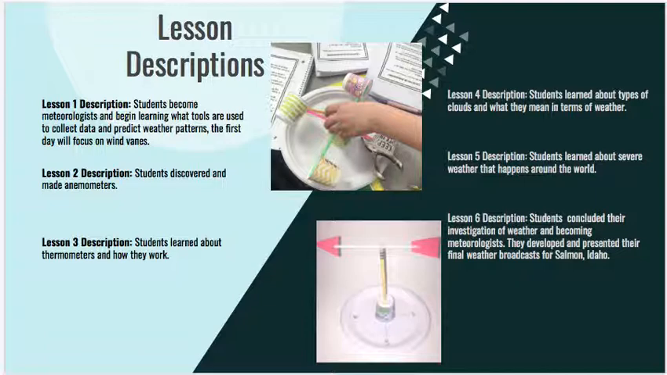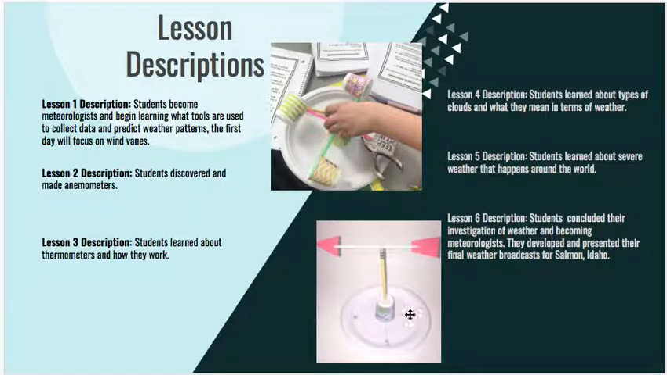So after we did that, we just talked about the importance of predicting weather and how it affects people in our area, and maybe if you're traveling and things like that, and why it's important for us to get the weather on the news. And then we jumped right in and started learning about wind vanes. So wind vanes determine the direction of wind.